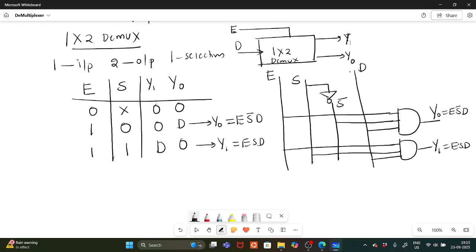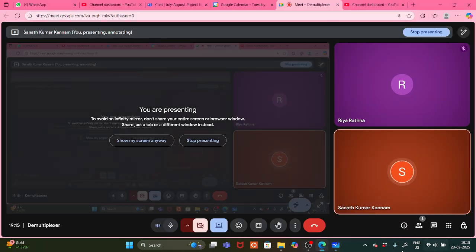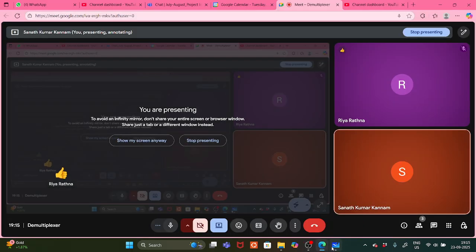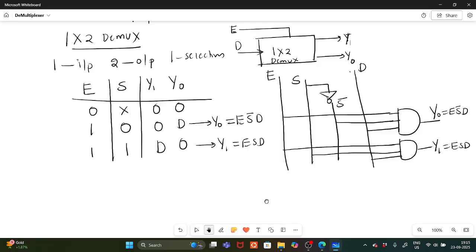So this is the 1 is to 2 DeMux. Any doubt in this? Please respond. And next, we will do the 1 is to 4 DeMux.